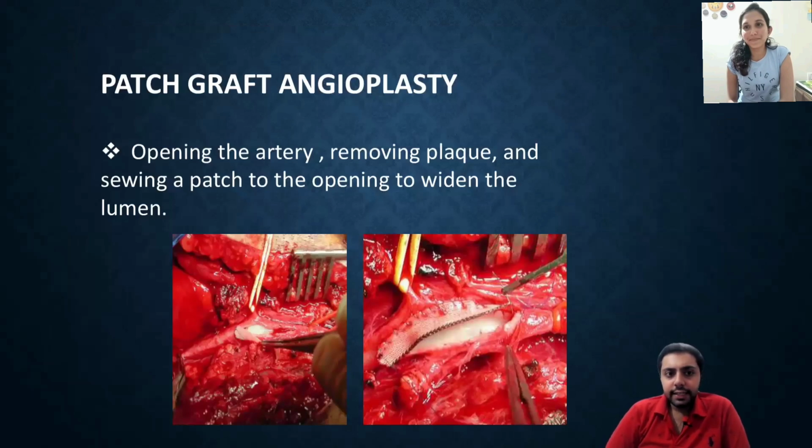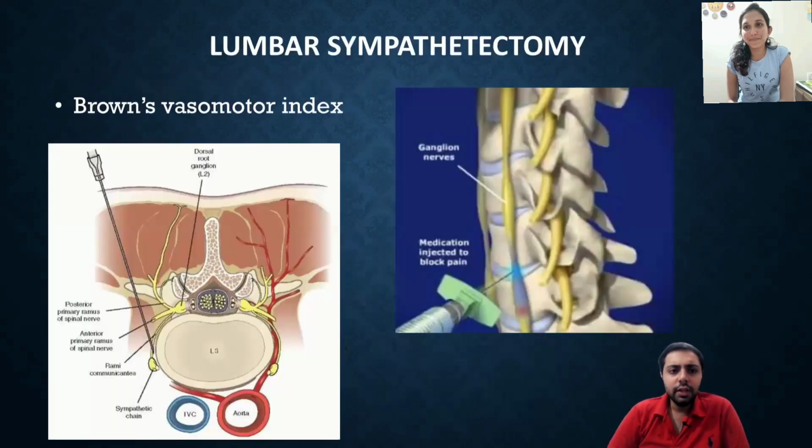This is the other method, the patch graft angioplasty. The same thing as in endarterectomy, we remove the plaque, but we take a patch from another artery or another part of the body, a patch from the saphenous vein also, and attach it. Why give a patch? So that the lumen is widened and in future the problem doesn't occur. Then, as I said, in sympathectomy we put a chemical agent to block the pain. We go to the ganglion nerves, the sympathetic chain, and put a chemical so that it destroys the nerve.